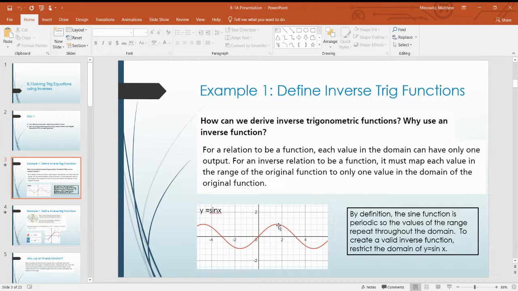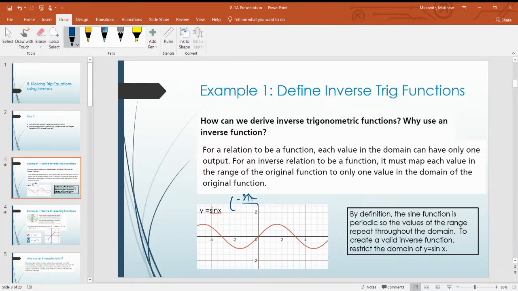Now, the problem with the sine function is it repeats. So the sine function is a function, but for the inverse, we're going to have to restrict the domain. Because if I have these 2 points, negative 3 pi over 2, comma 1, and pi over 2, comma 1, if I wrote the inverse points, x would be 1 in both cases, and it would go to 2 different y's. So the inverse is not a function unless we restrict the domain.